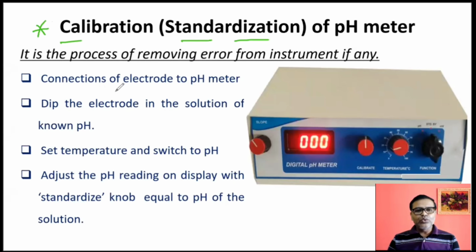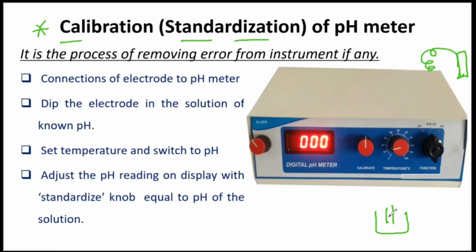For this, what we have to do? We have to do the connections of electrode to pH meter. Whatever the electrodes are there, that electrodes have to be connected to the pH meter by suitable ways. Dip the electrode in the solution of known pH. Some solution is to be taken, and in that we have to dip this electrode. Suppose this is the electrode, then this is to be dipped. Glass electrode is required.